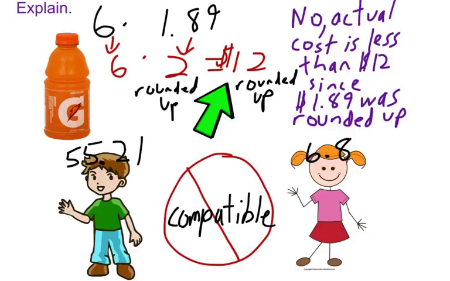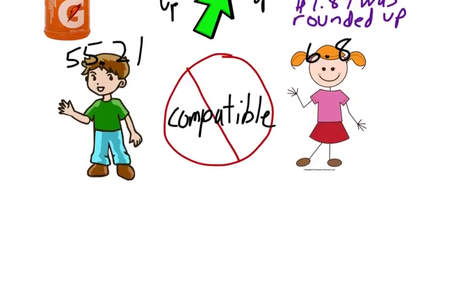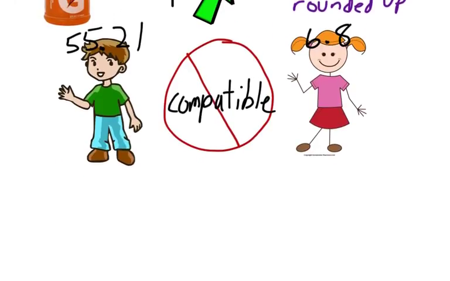These numbers are not compatible, 55.21 and 6.8. However, let's reenact this a little bit to make them compatible.